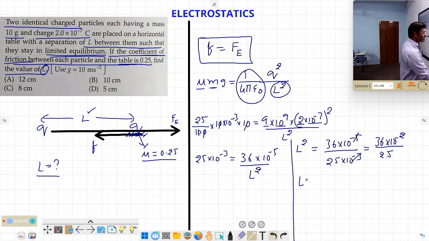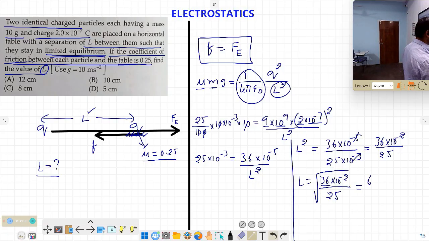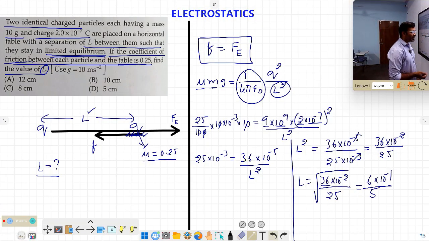So L square value. What is L value? Under root of 36 into 10 power minus 2 by 25. So root 36 is 6. 10 power minus 2 root value is 10 power minus 1, by root 25 value 5. So 6 by 5 into 10 power minus 1. So what is 6 by 5 value? 6 by 5 value is equal to 1.2 you get.